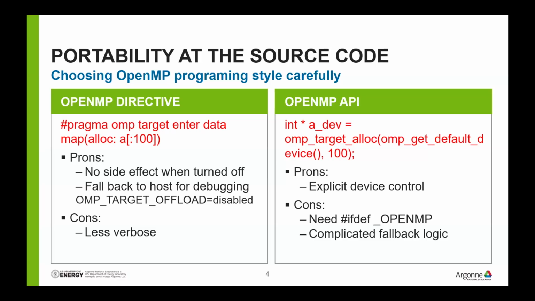On the right side, OpenMP also gives you a set of APIs for data management, device management, that kind of thing. However, these APIs are in the source code, so you have to protect them with macros if you're not compiling for OpenMP target offload. So it gives you more precise control, but on the downside, you have to do a lot of work in the source code.